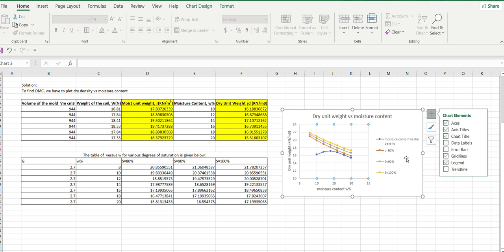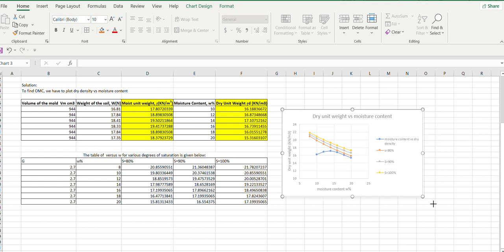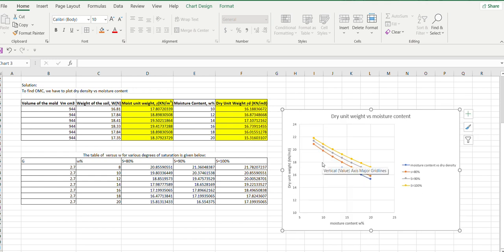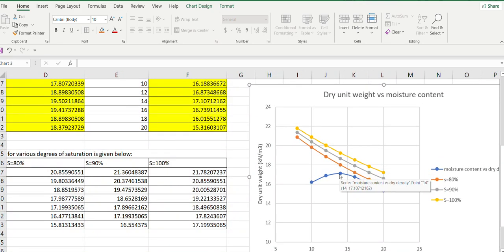Let us include a trend line also. So this blue line is the moisture content versus dry density, and this is the saturation line for 80% saturation. This is S is equal to 90 in gray color, and likewise for the others. So to find out the optimum moisture content and the maximum dry unit weight, we have to see the maximum value in this curve and plot it straight to both axes.